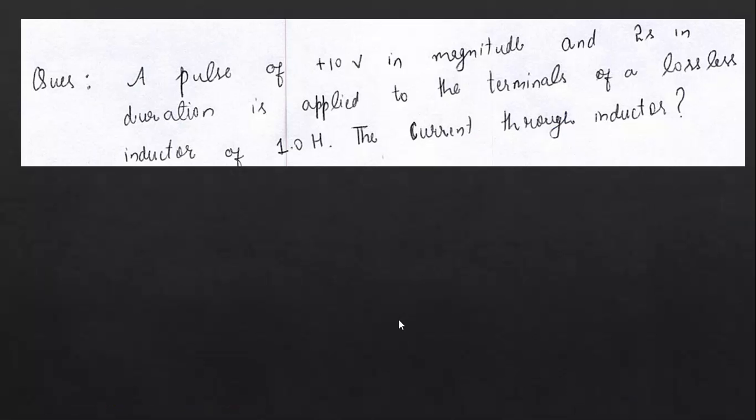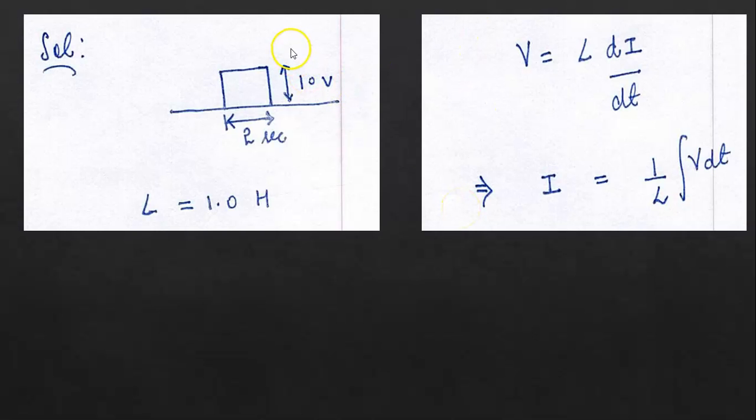This is the first numerical which we are going to solve today. A pulse of plus 10 volt in magnitude and 2 seconds in duration is applied to the terminals of a lossless inductor of 1 Henry. We have to find the current through the inductor. First we draw the given voltage waveform. It is a pulse of 2 second duration and 10 volt amplitude, so it will be like this, and the inductance is given to be 1. Now we have to find the current.